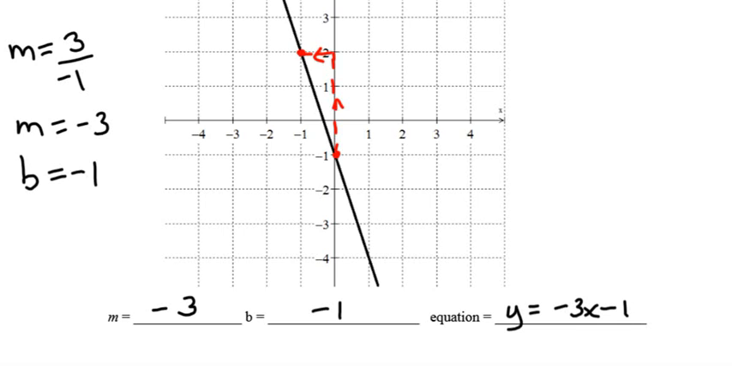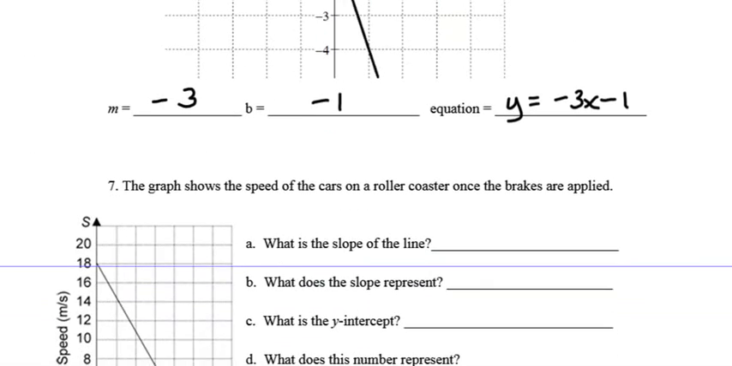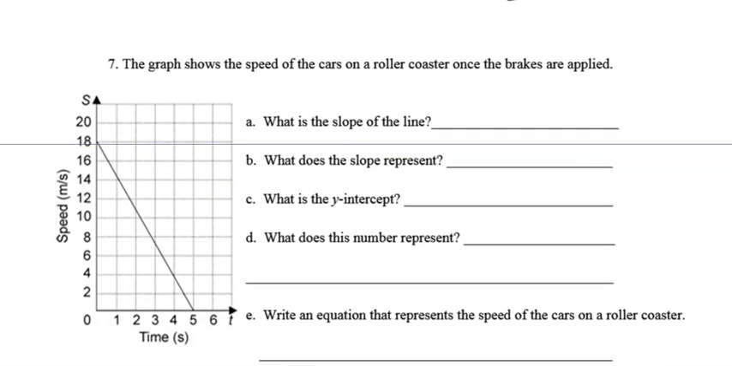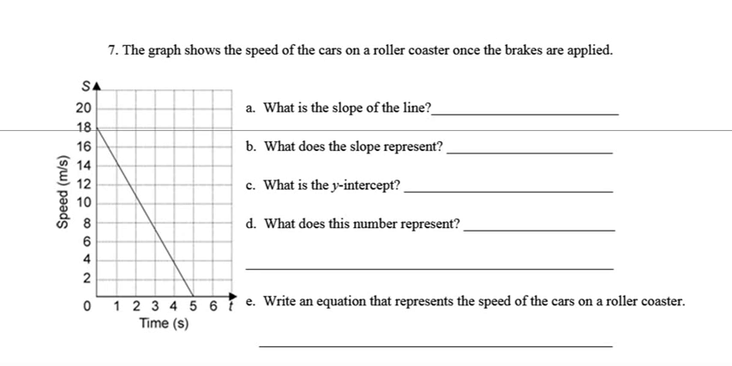All right, last question. The graph on the left here shows the speed of the cars on a roller coaster once the brakes are applied. So this is the speed, this is the dependent variable, time is the independent variable. So we need to find the change in the y's over the change in the x's, or we're just going to count. Now as I go along my line here, I got to make sure that one doesn't look like it's right at the grid line.